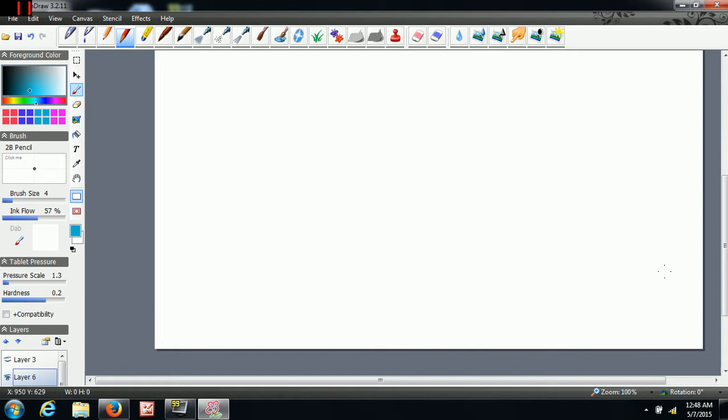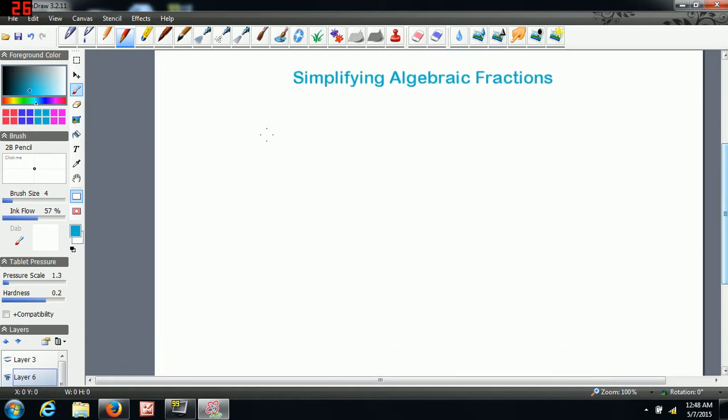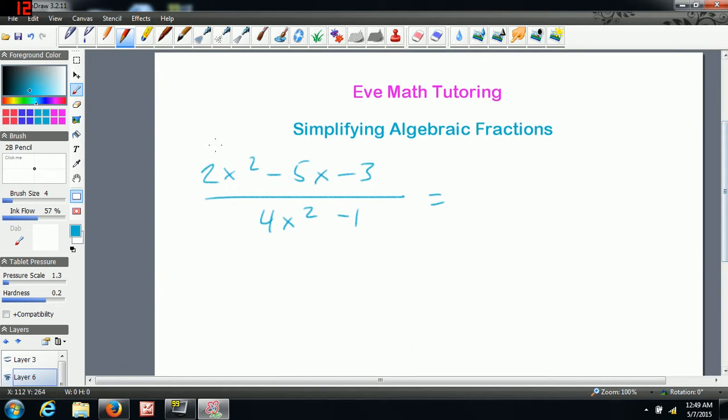Okay, actually there's one more example I want to show you. It was something like this: 2x squared minus 5x minus 3 all over 4x squared minus 1. For this one, again, you're using the rules of factoring trinomials where the number in front of the x squared is other than 1. So I want to look for two numbers that add to -5, the middle term, and multiply to 2 times -3, so multiply to -6. Two numbers that would add to -5 and multiply to -6 would be -6 and +1.